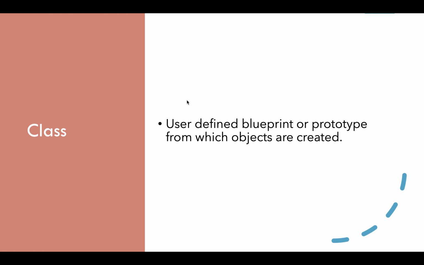So the first one we're going to go over is class. The definition of class is a user-defined blueprint or prototype from which objects are created. I like to think of class as our skeleton or mold. Whenever we create an object of a certain class, we already have our predefined mold or skeleton which we need to fill out in order to create a certain object.